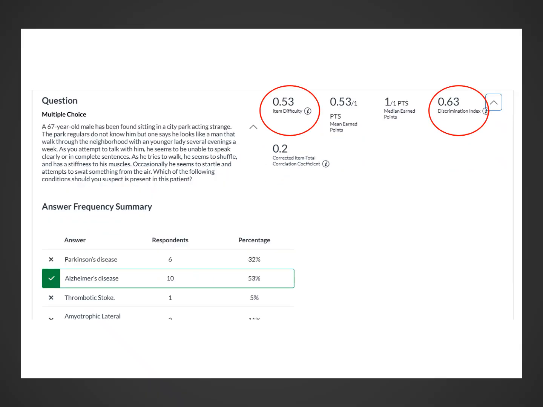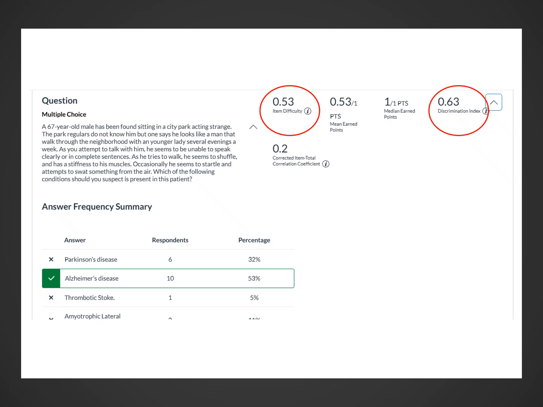Let's take a closer look at this question from our exam. It's another scenario-based question that gives a lot of information and asks the student to diagnose the condition. This is a great example of a well-performing item based on the data. The difficulty index, or what we call the p-value, is 0.53, which means just over half of the students answered it correctly. That puts it in the moderately difficult range. It's challenging, but not overly so.